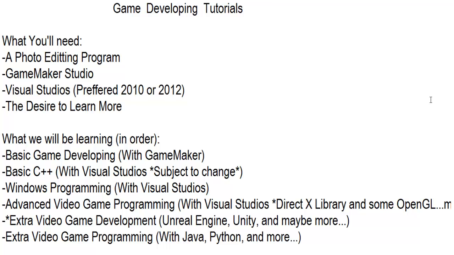And then we're gonna learn some advanced video game programming, and that's a step above basic and Windows programming, so that's going to have a lot of stuff in it. And we're going to be learning the basics, the Windows programming, and advanced video game programming with C++, with Visual Studios, because Visual Studios can get the DirectX library, and it's pretty easy to link the OpenGL and stuff like that.